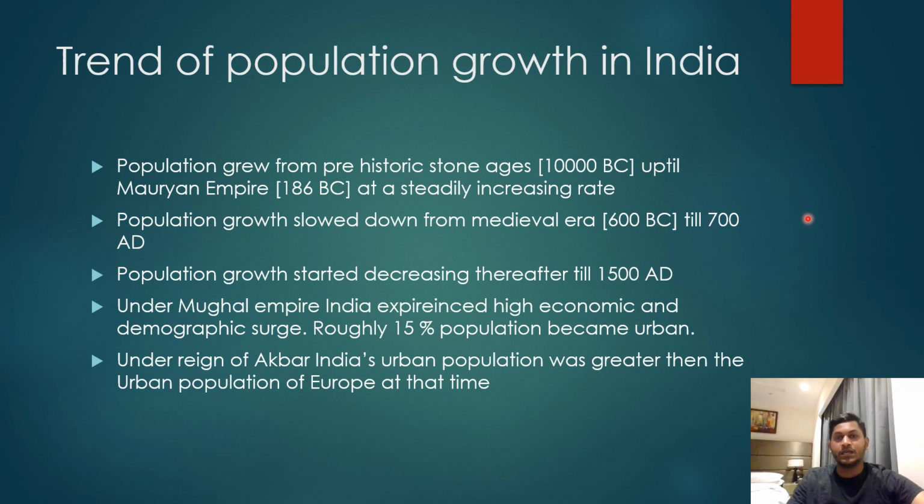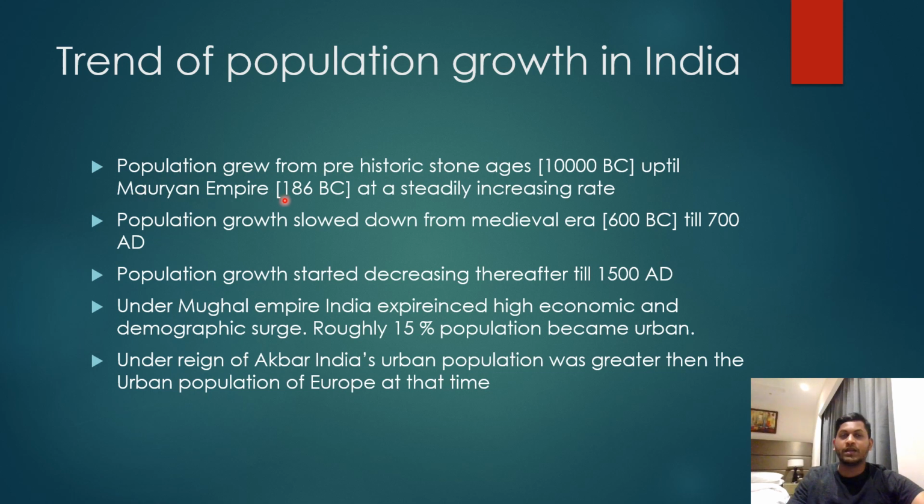So here you can see that from 10,000 BC up till the Mauryan Empire, the population was increasing at a steady rate. तो steady increasing rate था from the historic Stone Ages to 186 BC. Now you can correlate with the ancient India timeline, which we have done in the previous video. What might be the reason? That Mahajanpadas were there. There was relatively good area available for settlements. Urbanization was slowly growing. Kingdoms were slowly getting consolidated.